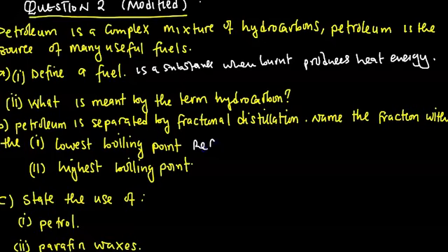Okay, refinery gases. So this is the answer. Then with the highest boiling point you find bitumen, written as this, or asphalt.